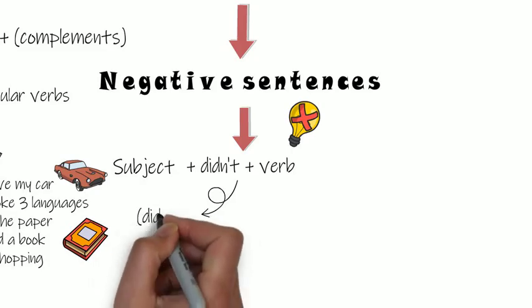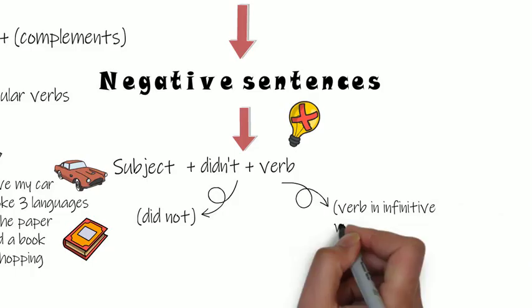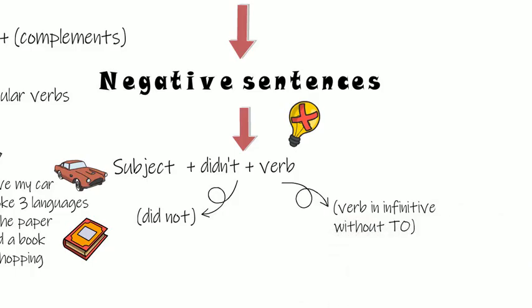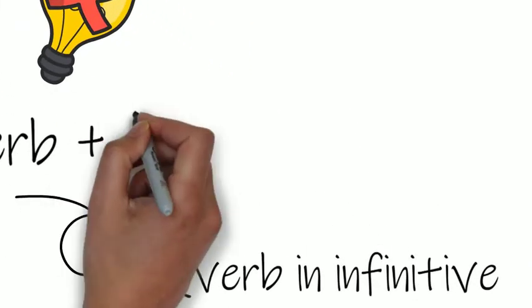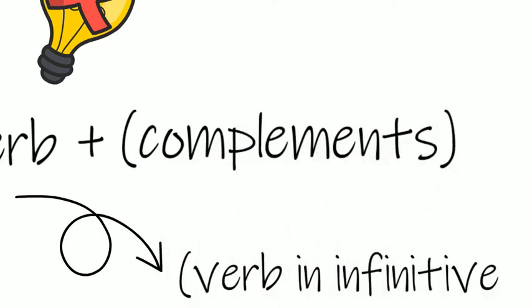Didn't is the same as did not. Es la contracción de did not. And the verb must be in infinitive without to. El verbo tiene que estar en infinitivo sin to. And then we've got the different complements.